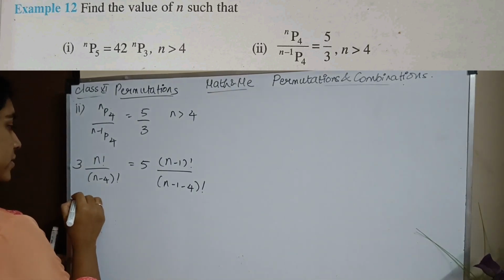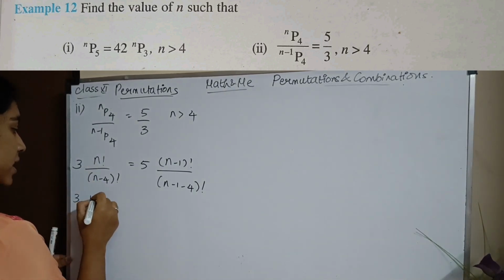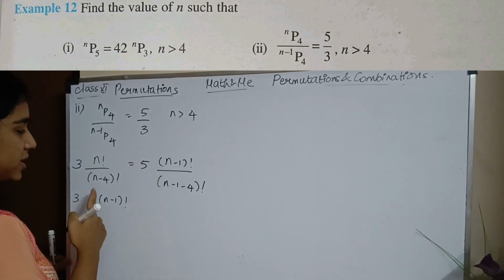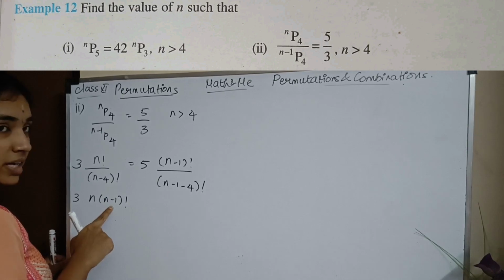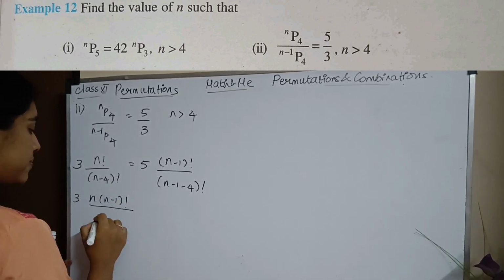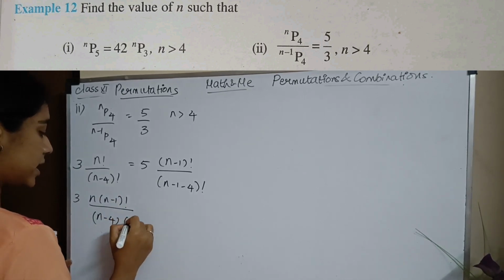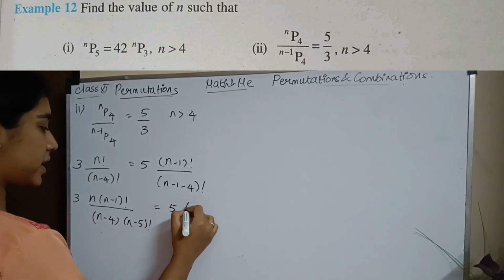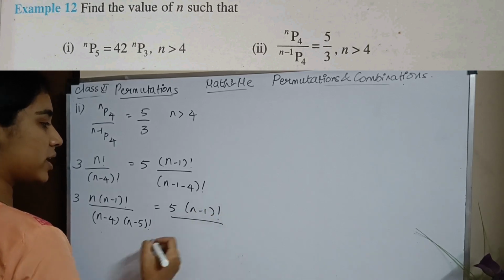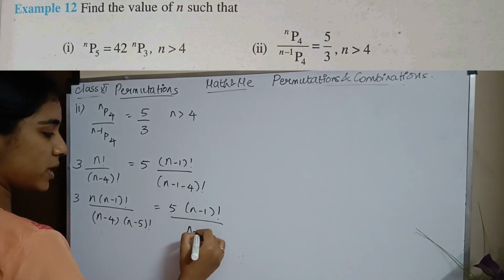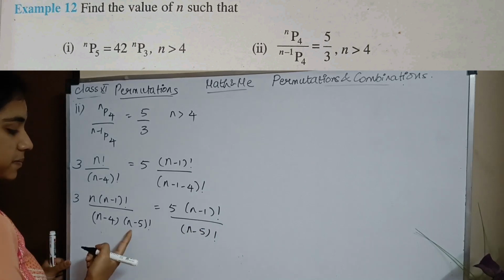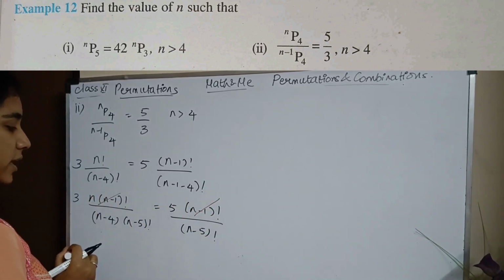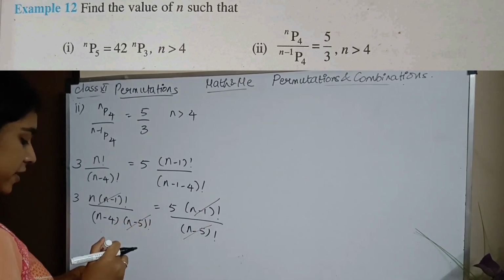So I have 3 times n factorial. I have n minus 1 here, so n can be written as n into n minus 1 the whole factorial, divided by n minus 4 the whole factorial, equals 5 times n minus 1 the whole factorial divided by n minus 1 minus 4, which will be n minus 5 the whole factorial. So n minus 1 and n minus 1 factorial will get cancelled. n minus 5 will get cancelled.